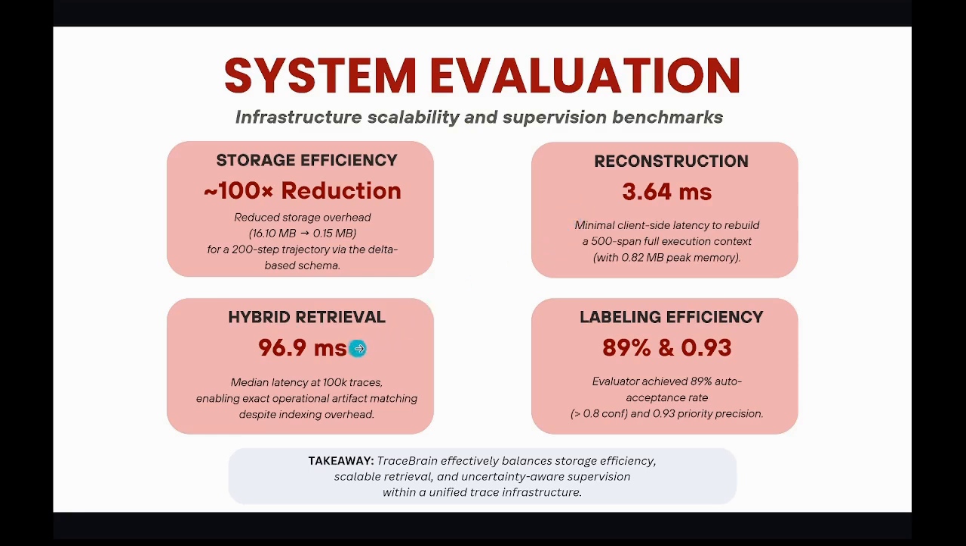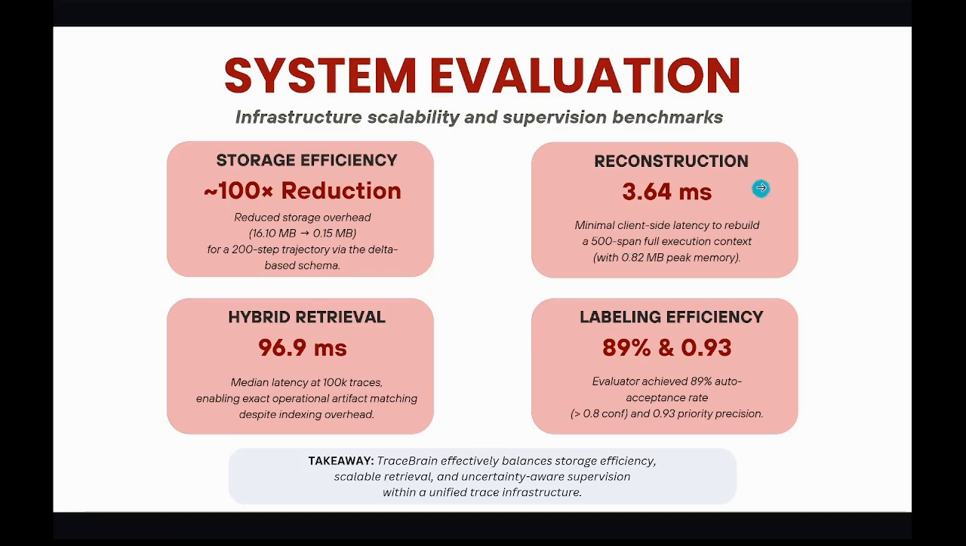Third, for retrieval, the system maintains a stable median hybrid retrieval latency of approximately 97 milliseconds at a scale of 100,000 traces. Finally, regarding labeling efficiency, our trace evaluator achieved an 89% high-confidence automatic acceptance rate and a priority precision of 0.93. The key takeaway is that TraceBrain effectively balances storage efficiency, scalable retrieval, and uncertainty-aware supervision within a unified trace infrastructure.